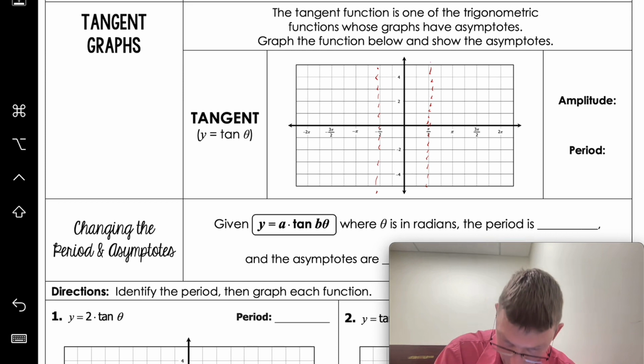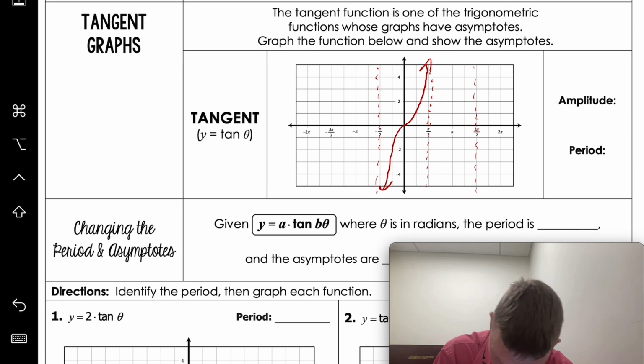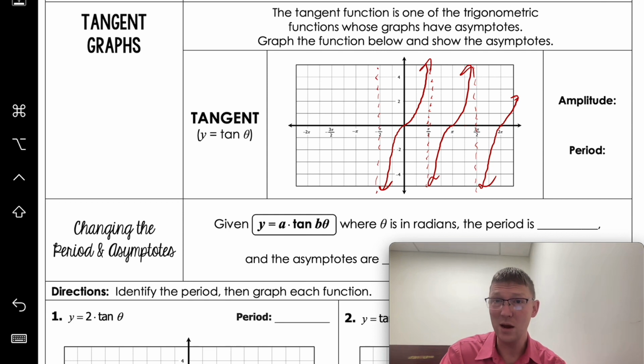And then the right side goes up, and the left side goes down. And then that just periodically repeats. So let's see, 1, 2, 3, 4, 1, 2, 3, 4. Got another asymptote here, and then this one goes down, that one goes up, this one goes off the screen, that one goes down, and so on and so forth. So the amplitude here is undefined. There is no minimum or maximum because it's going on forever in both the up and down directions.